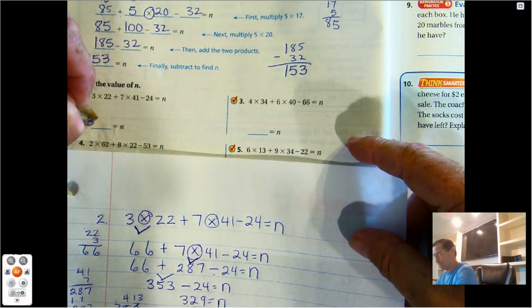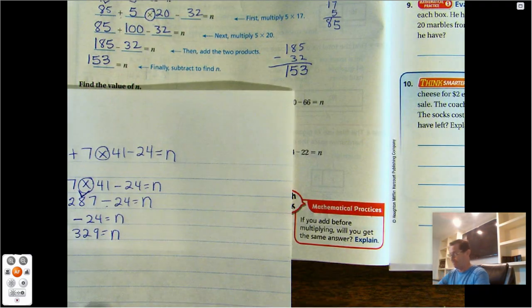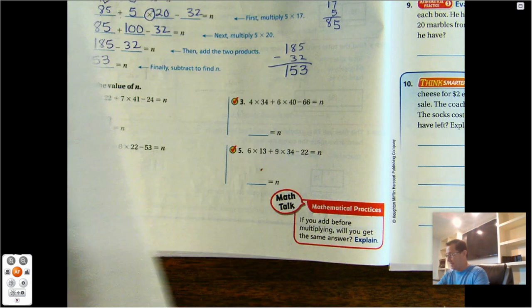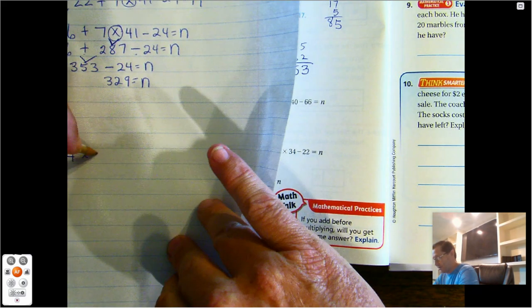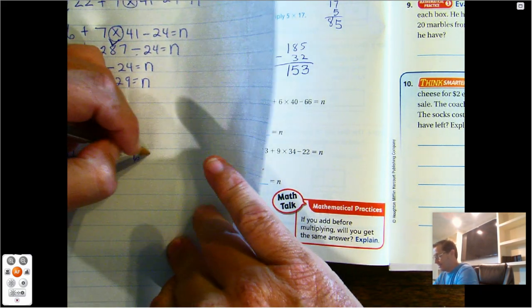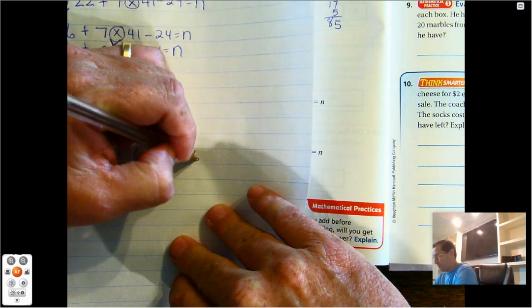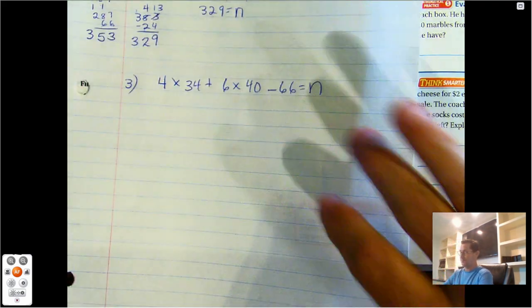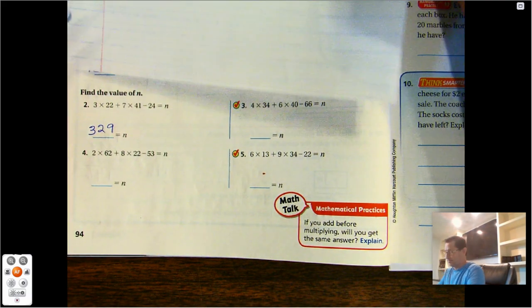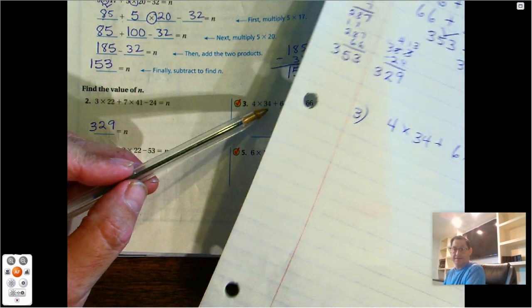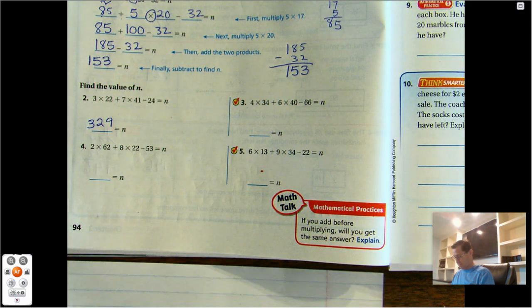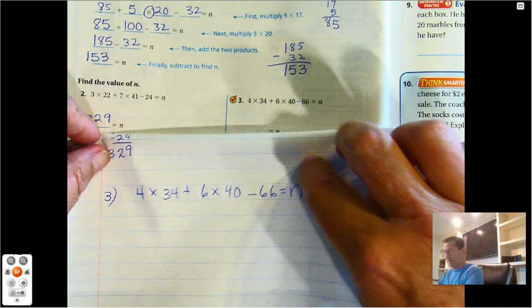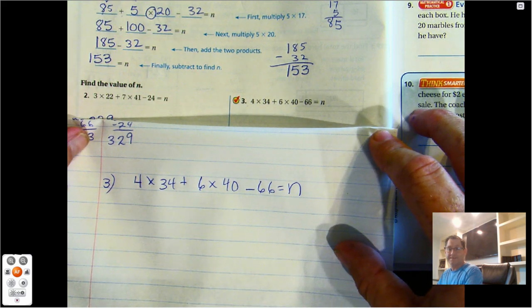Okay, number 3. Again, make sure you copy the problem exactly like it's written. So 4 times 34 plus 6 times 40 minus 66 equals n. Okay, so did we copy the problem exactly? 4 times 34 plus 6 times 40 minus 66. Okay, so the problems match.